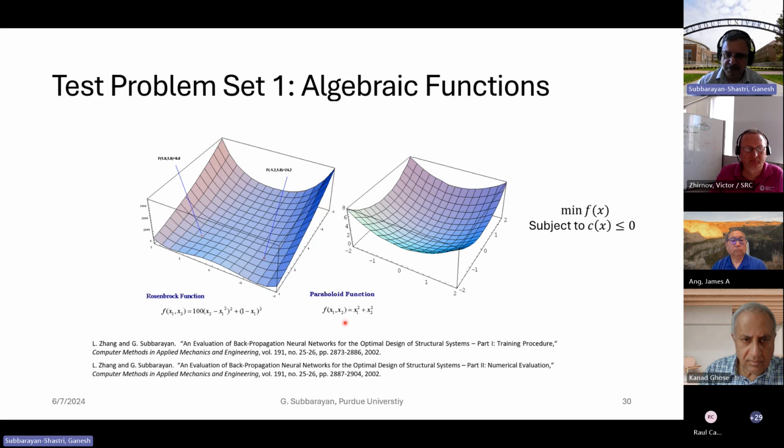So there are two functions. One is a paraboloid function, the other is Rosenbrock's function. And let's take these and see how well we can fit a machine learning model to these simple algebraic functions.